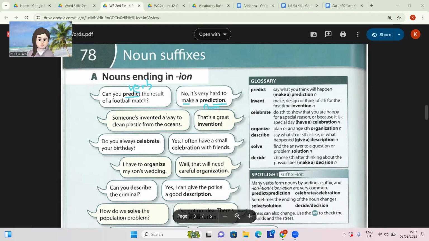Next example, invent. Someone has invented a way to clean plastic. Here, in this sentence, invent, we use it like a verb. Another person says, oh wow, that is a great invention. A great invention. So after "great" we need a noun here. That's how we use a noun. Invention is a noun.